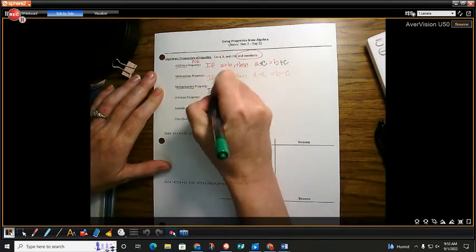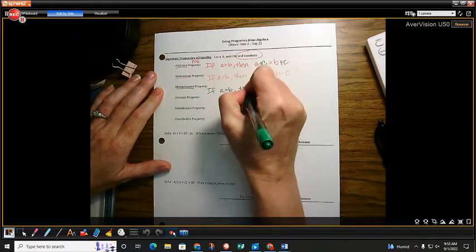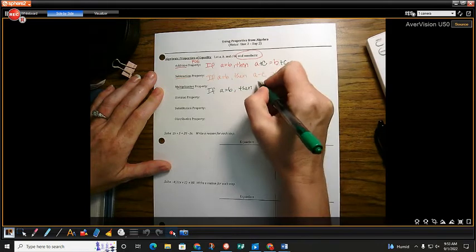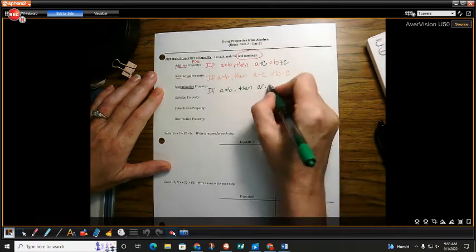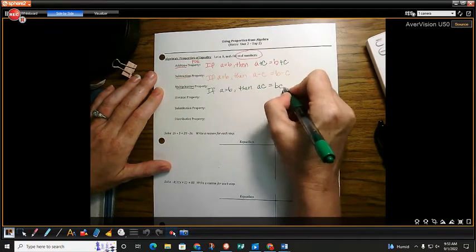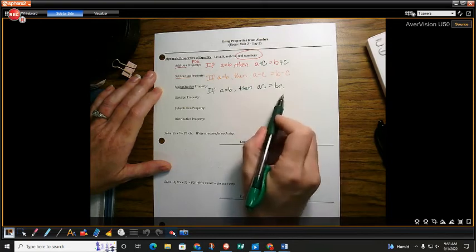Next victim. What do you think the multiplication property of equality says? Olivia? If A equals B, then A times C equals B times C. Notice I didn't bother putting the times because when letters are next to each other, that means they're multiplied. So I'm not going to bother writing what I already know.